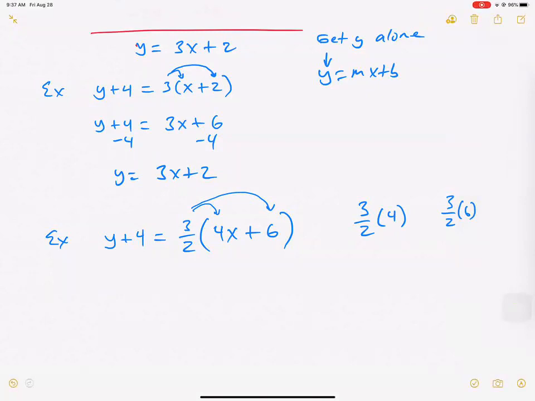Okay, for the first, 3 over 2 times 4, the 4 and the 2 divide out, leaving me just a 2. 3 times 2 becomes a nice, easy 6. In the back, 6 and 2 divide out, leaving me a 3. 3 times 3 is 9. Rewriting the problem, y plus 4 is equal to, we said that simplified out to be 6x plus 9. We subtract 4 from both sides to simplify the problem.